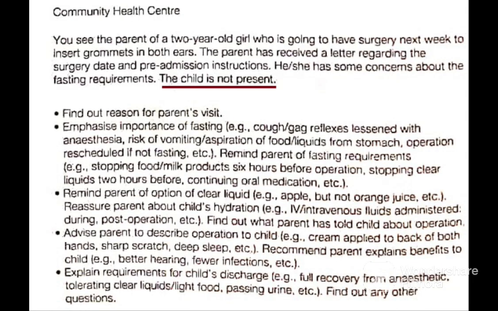And the last task is community health center. You see the parent of a 2-year-old girl who is going to have surgery next week to insert grommets in both ears. The parent has received a letter regarding the surgery date and pre-admission instructions. He or she has some concern about the fasting requirements, but the child is not present. So this is the community health center. Child is not present, and you are not examining the baby.